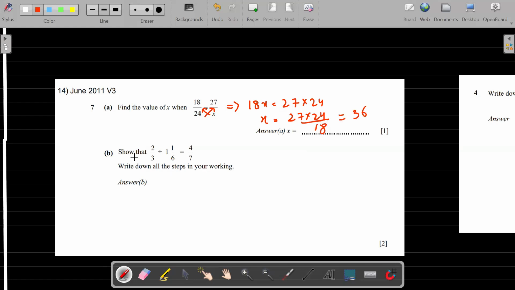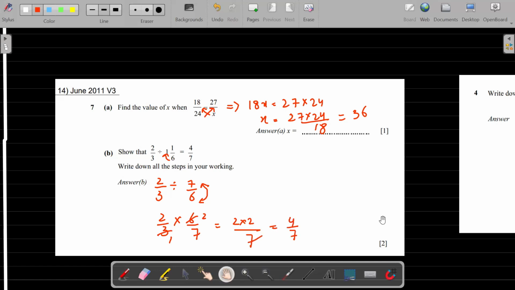Now let's simplify this one. Show that 2 by 3 divided by 1 and 1 by 6 is equal to 4 by 7. Let's solve this mixed fraction first. So it will be 2 by 3 divided by, 6 times 1 is 6 plus 1 is 7, so 7 by 6. And now let's convert this division sign into multiplication. So 2 by 3 times 6 by 7. Because whenever we convert a division sign into multiplication, our fraction is going to invert. Numerator will become denominator and denominator will become numerator. Now let's simplify. 3 ones are 3, 3 twos are 6. So it will be equal to 2 times 2 over 7, which is 4 by 7.